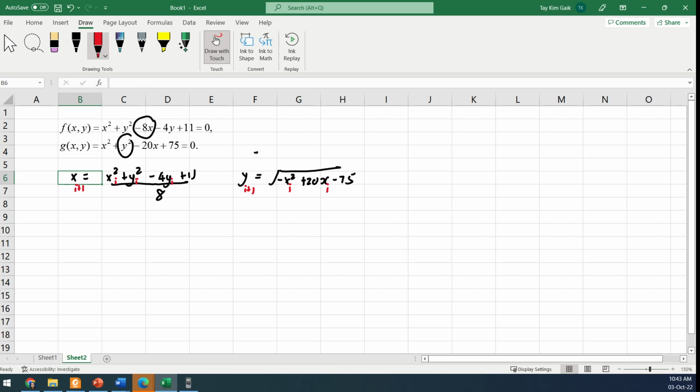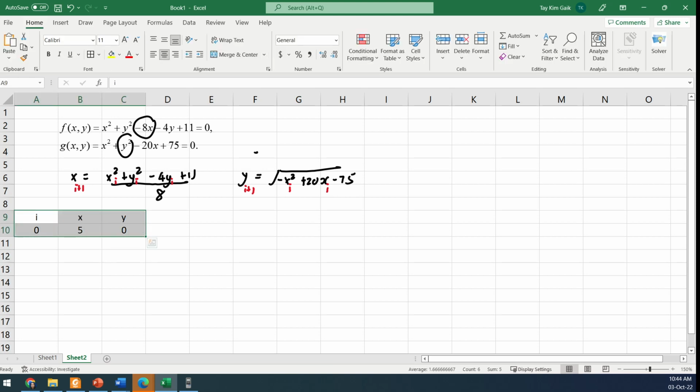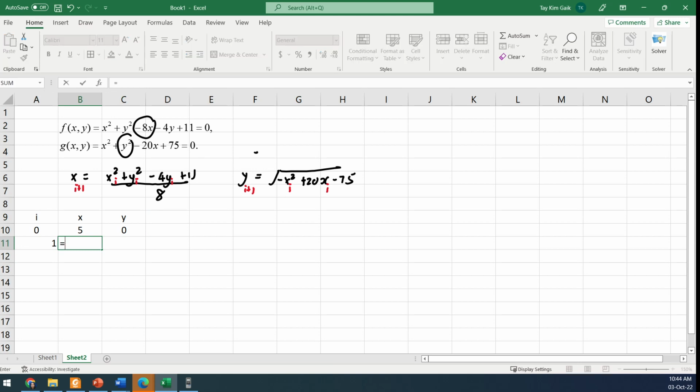Okay, and then we take the initial value. I just need the i, the x, and the y. When i is 0, x naught, let's say I take 5, and y naught, let's say I take 0. Then i is 1. So with x naught and y naught, I'm going to calculate x1, using the x formula here.